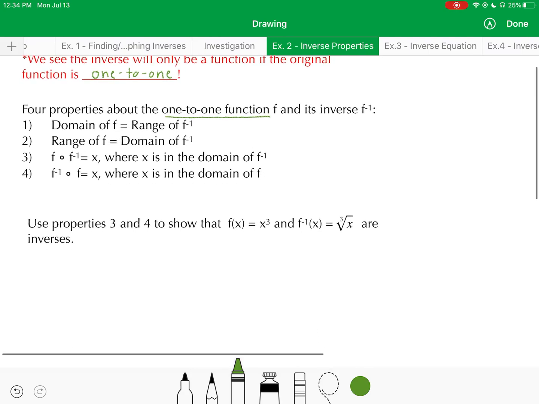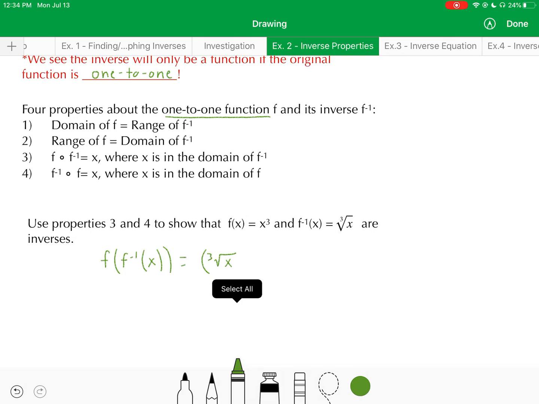Okay, so let's verify those last two properties, properties 3 and 4, with the cubic and cube root functions. If I were to find f composed with the inverse of f, that would simply mean to find the cube root of x cubed, which we know is going to simplify to x, right? And then the inverse of f evaluated at f of x would be the cube root of x cubed, which is also x. So there's proof again, based on properties 3 and 4, that cubic and cube root functions are inverses of one another.